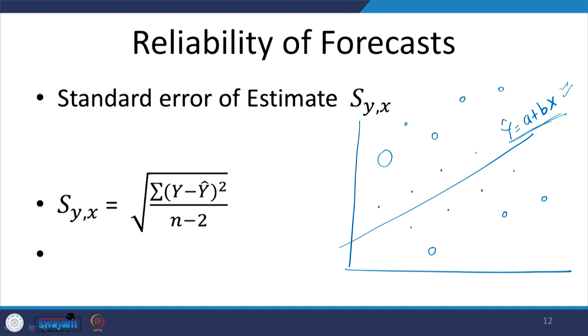So, the measure of reliability of the forecast is given by the standard error of estimate, and standard error of estimate is measured using this formula: sigma of (y minus y cap) whole square divided by n minus 2, and then the square root of this whole expression. So, if standard error of estimate is high, it means that data is widely scattered around your line of regression equation, and therefore, that is not a good measure of your forecast.